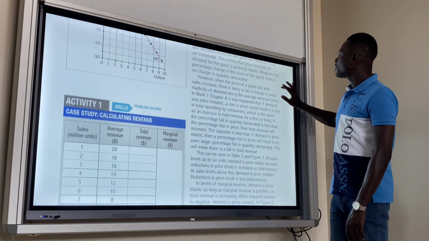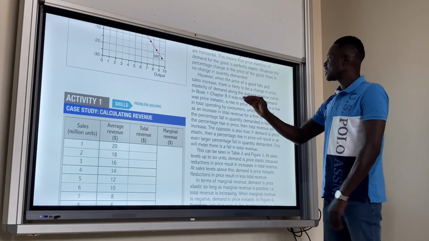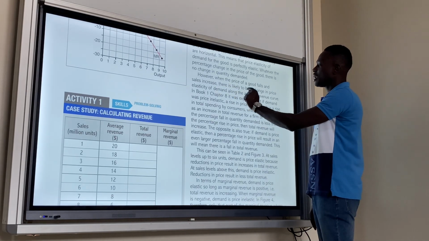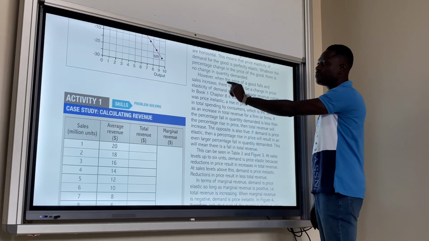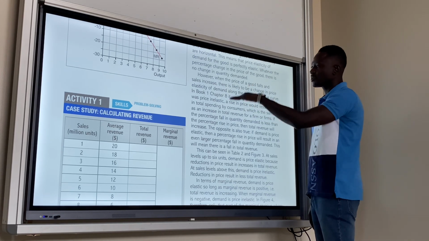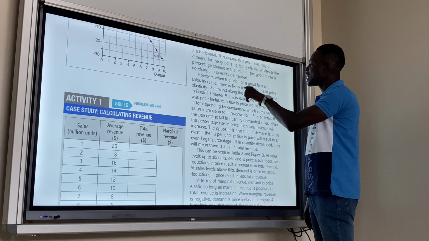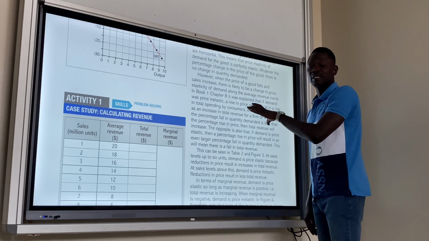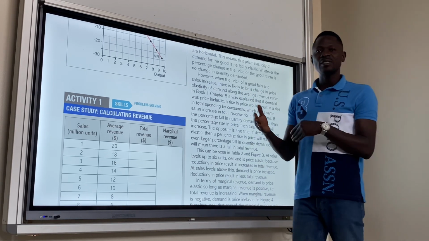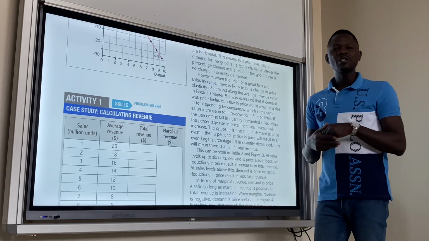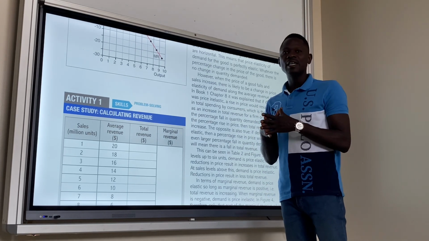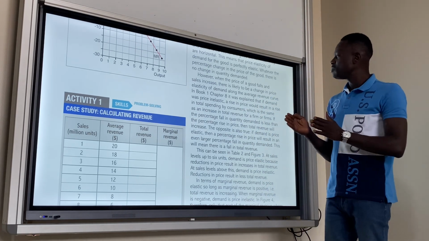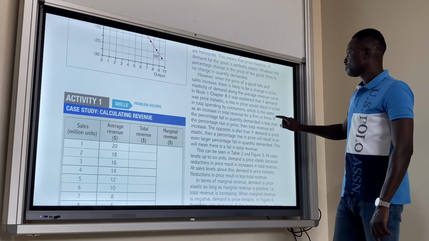However, when the price of a good falls and sales increase, there's likely to be a change in price elasticity of demand along the average revenue curve. Yes, when the price of a good falls and sales increase, it means the demand for such a product is price elastic. So definitely there's going to be a change in the elasticity of demand.